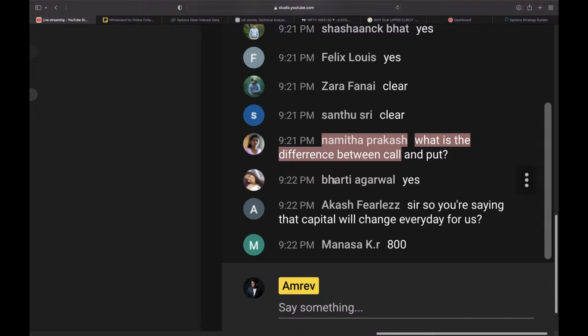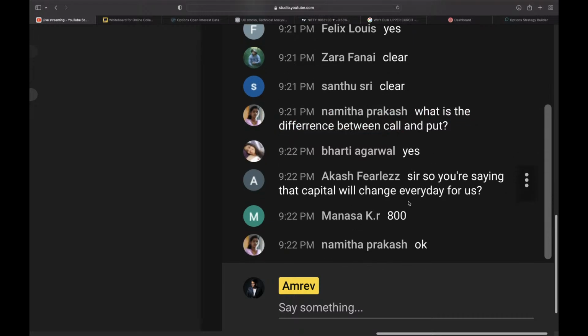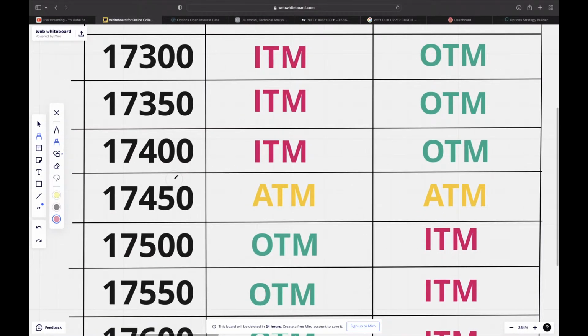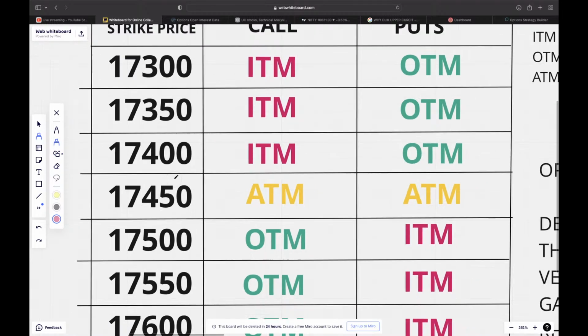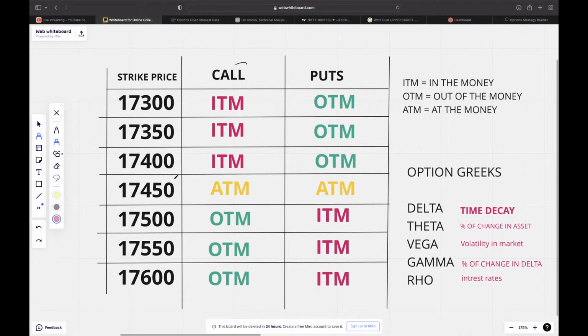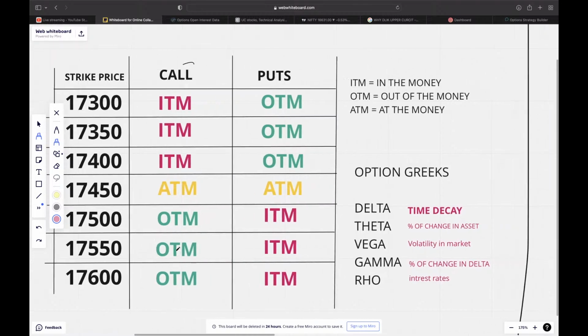No, I'm not saying, Akash, that the capital will change every day for you. What I'm saying is this. Whenever you are trading in futures and options, go with the out of the money options, OTM options. Okay. Not the ITMs.